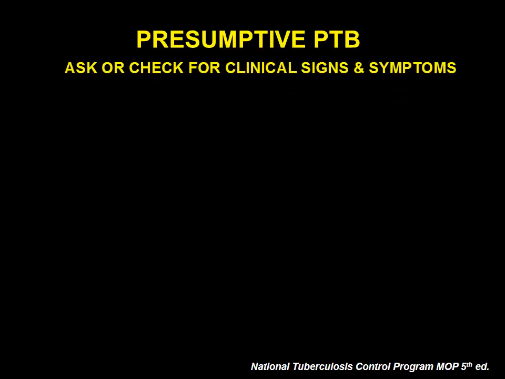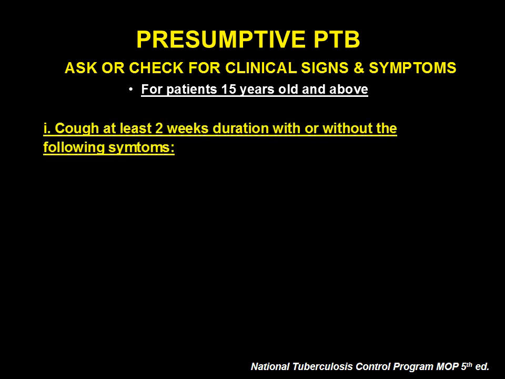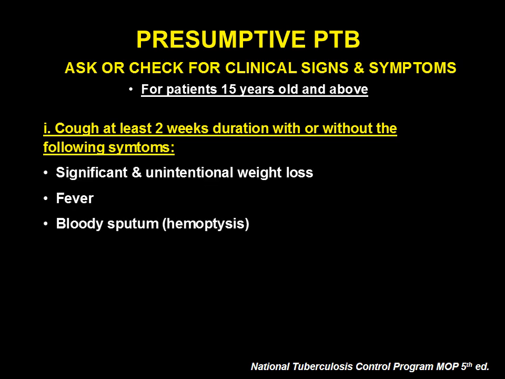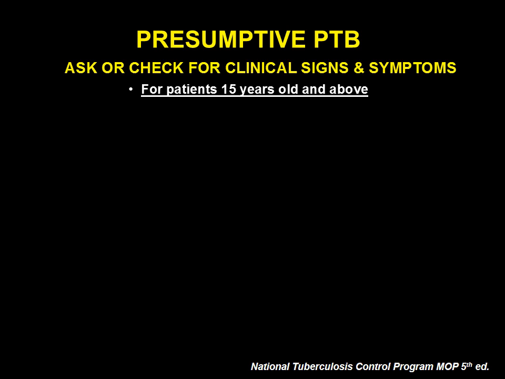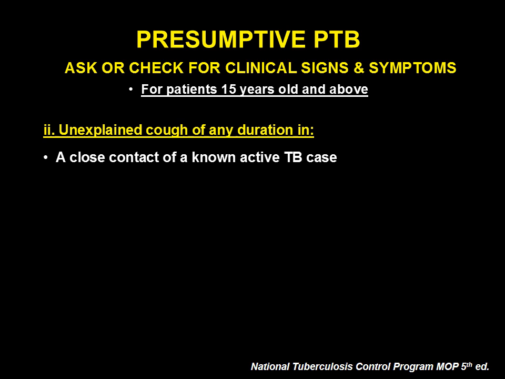Presumptive TB is a child with signs and symptoms of TB. For 15 years old and above, at least 2 weeks of cough with or without weight loss, fever, hemoptysis, chest or back pains, easy fatigability, or dyspnea. Or cough of any duration if a close contact of active TB disease, or among high-risk clinical groups or high-risk populations.